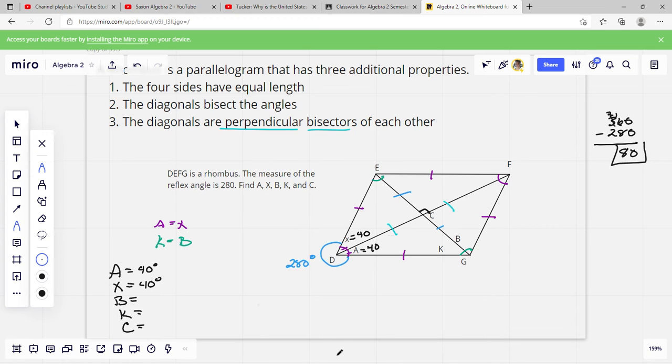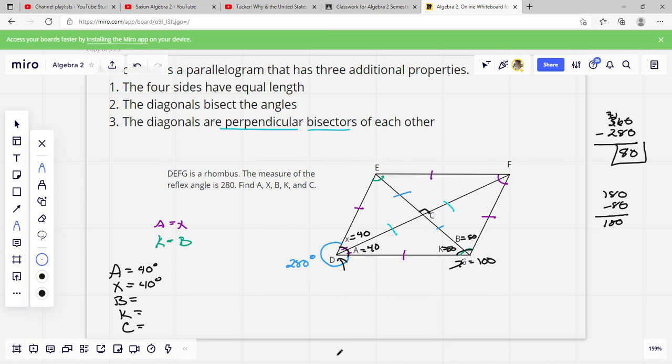All right, then we have to find B and K. Let's see if both of those are 40. Consecutive angles equal 180. So this one plus this one are going to equal 180. Angle D and angle G have to equal 180. So 180 minus 80 would be 100, because angle D is 80. That means angle G is going to be 100, and half of that would be B, so that'll be 50. And K would also be 50.